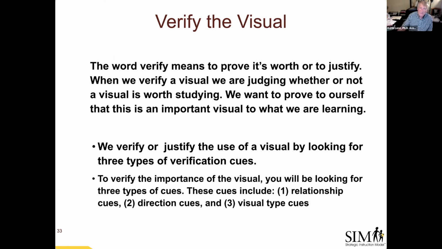So when we verify a visual, we are judging whether or not a visual is worth studying. We want to prove to ourselves that this is an important visual to what we are learning. We verify or justify the use of visuals by looking for three types of verification clues. These clues are relationship clues, direction clues, and visual type clues.